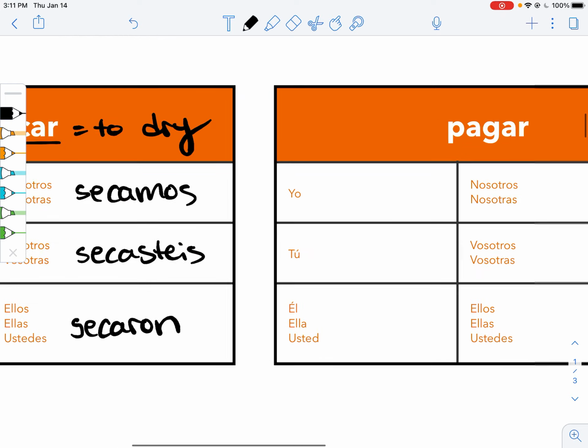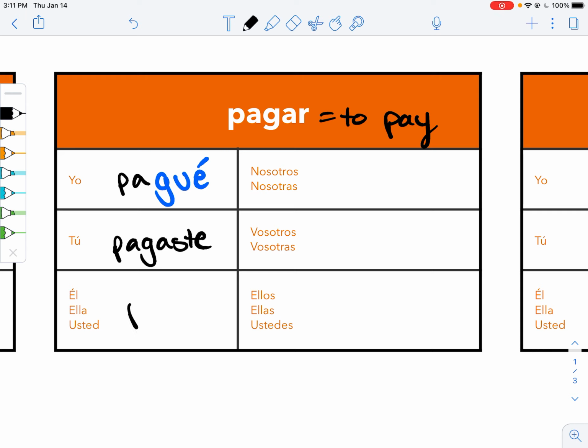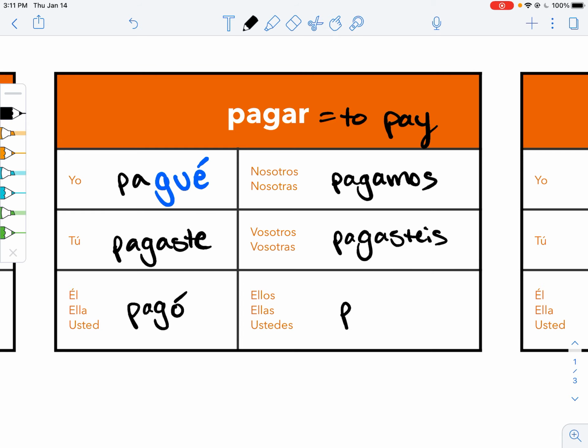Our next weird ending is pagar. Instead of just an E ending, that's a G-U-E ending. Pagar means to pay. So I paid is pagué, you paid, pagaste, he paid, pagó, we paid, pagamos, y'all paid, pagastes, and finally, they paid is pagaron.